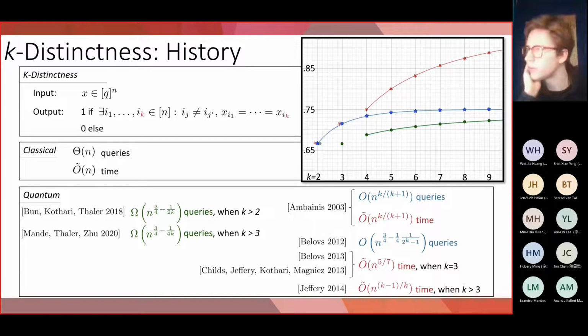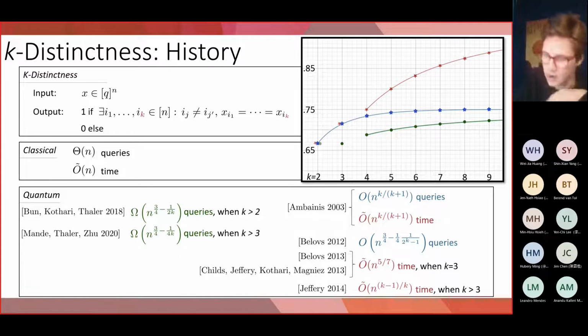So if I would show you this graph, we have here mapped the query upper bound, the time upper bound, and the query lower bound. Green is the query lower bound, blue is the query upper bound, and red is the time upper bound. Of course, in a perfect world, these would all match and the problem would be resolved up to polylogarithmic factors. But there's quite a gap in there.